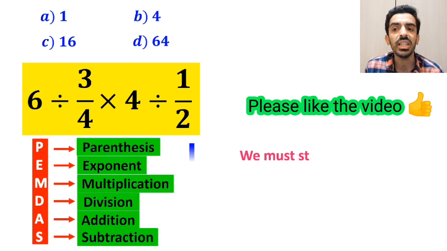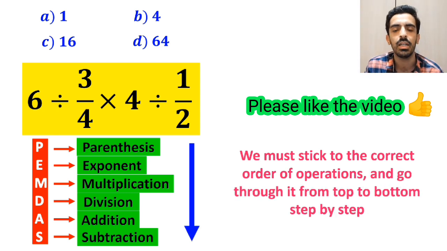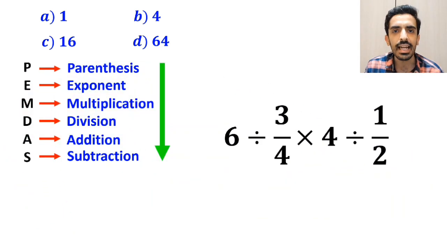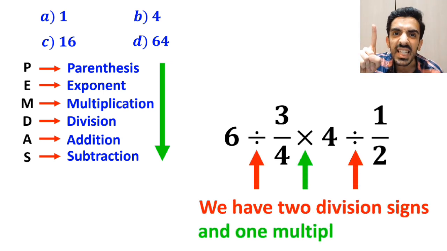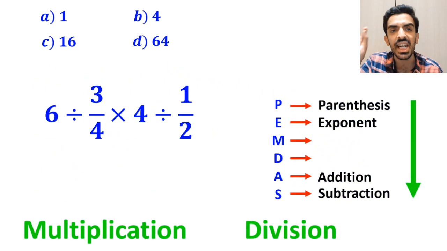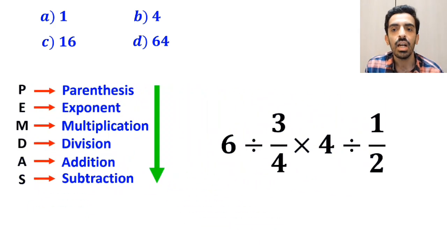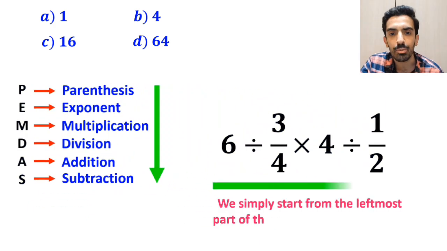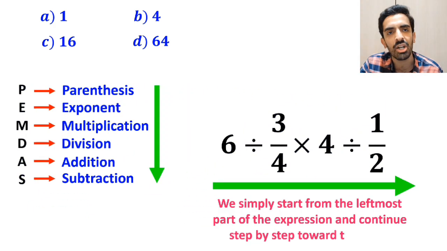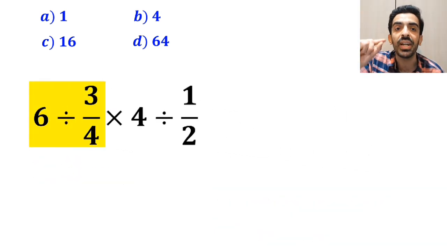It means that we must stick to the correct order of operations and go through it from top to bottom step by step. Alright, as you can see in the image, in this expression, we have 2 division signs and 1 multiplication sign. It's very important to remember that multiplication and division are on the same level of precedence. In this case, we simply start from the leftmost part of the expression and continue step by step toward the right. So, we begin with the expression 6 divided by 3/4, which I have marked in yellow.